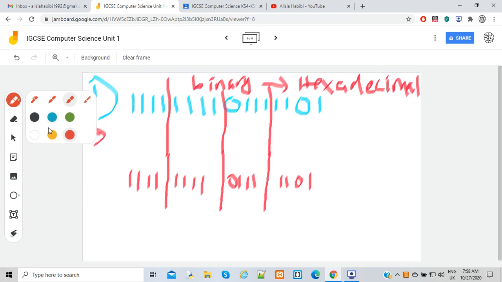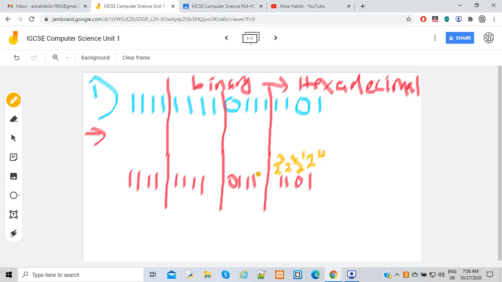So the next step, as usual, is you need to write the powers of 2 on top of each of these bits. Like I said, I prefer to look from right to left. So I'm going to be writing the powers of 2. Here's 2 to the power of 0. Here's 2 to the power of 1. And then we have 2 to the power of 2. And then we have 2 to the power of 3.